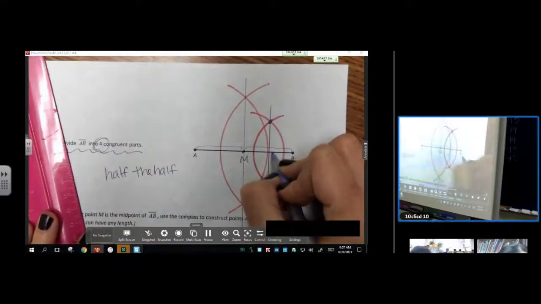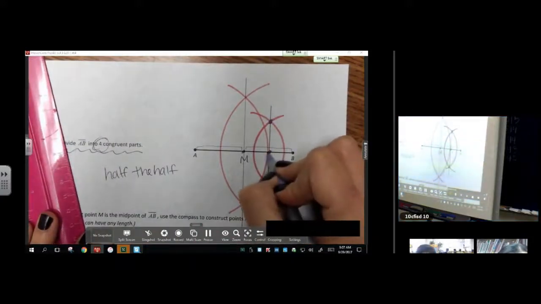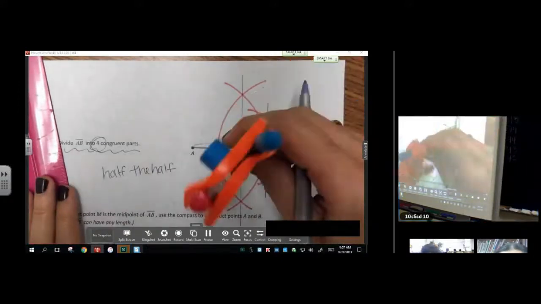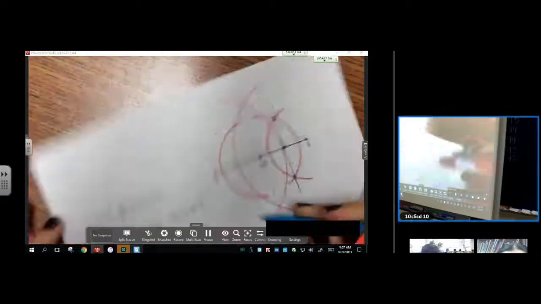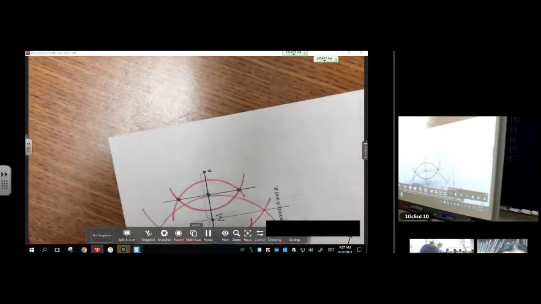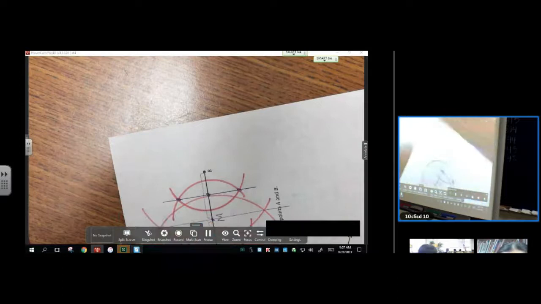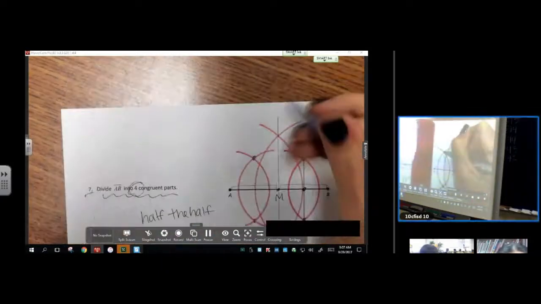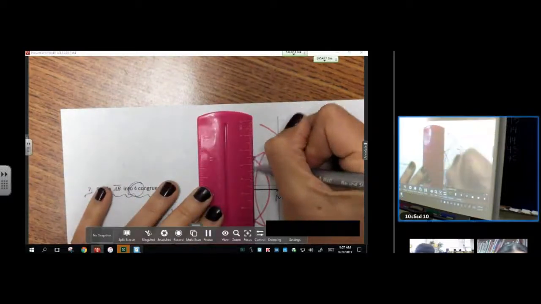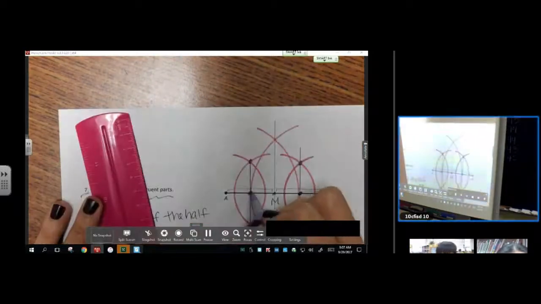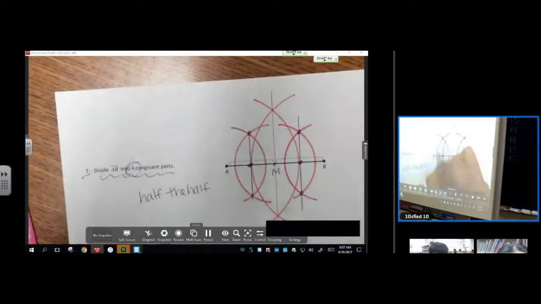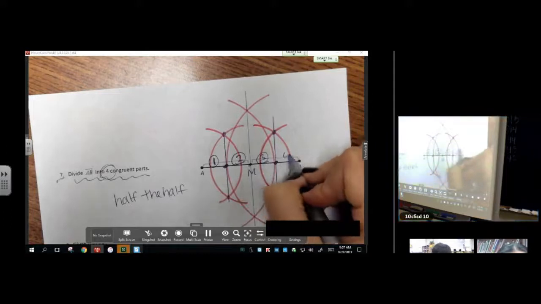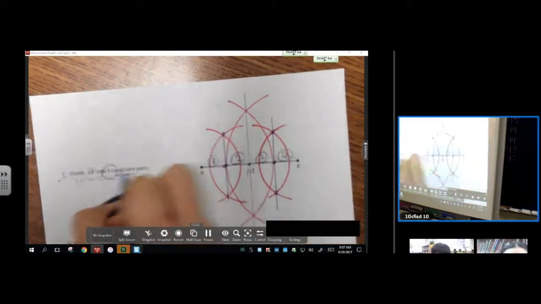So there we go. Now I do it again over here. Go more than halfway. Make an arc. It's getting messy. More than halfway, make an arc. They intersect twice. Connect. And wow, I have split my segment into 1, 2, 3, 4 congruent parts.